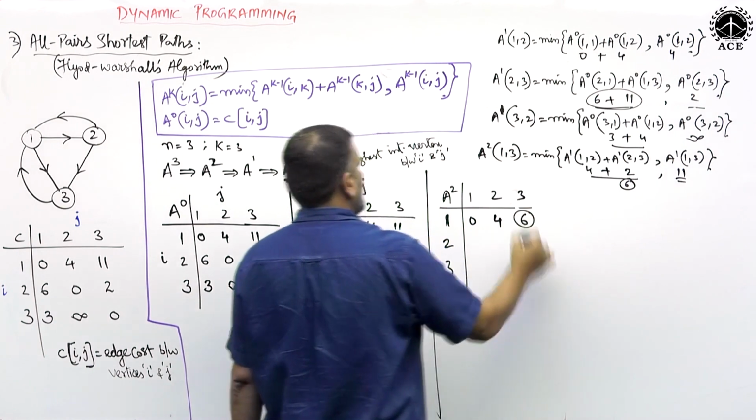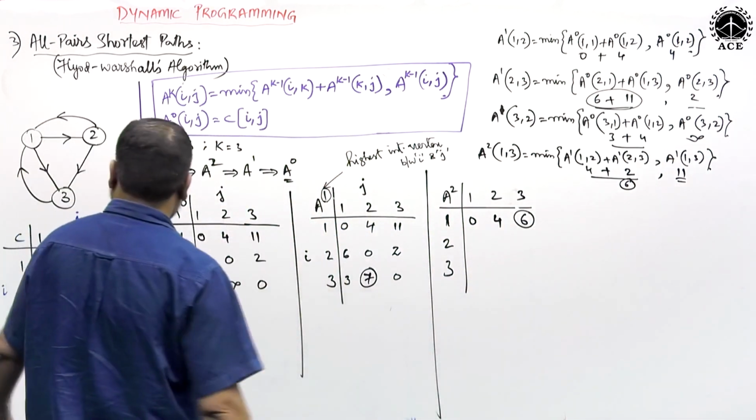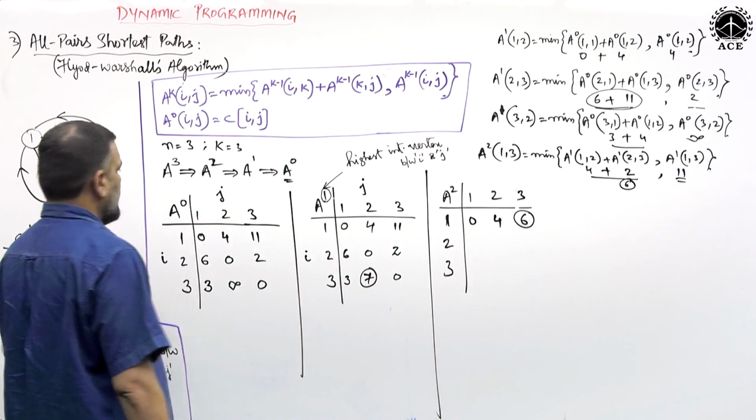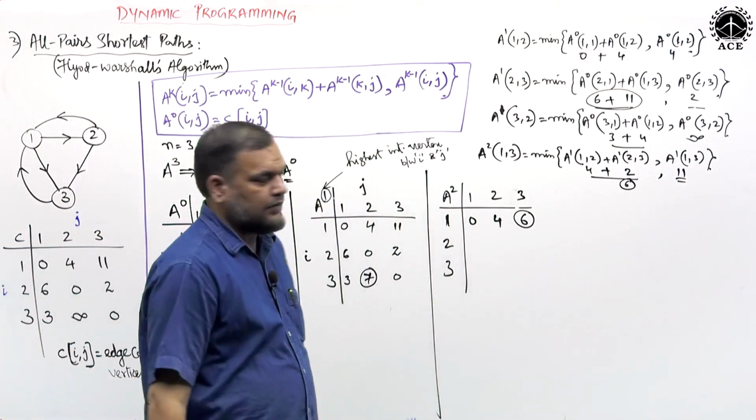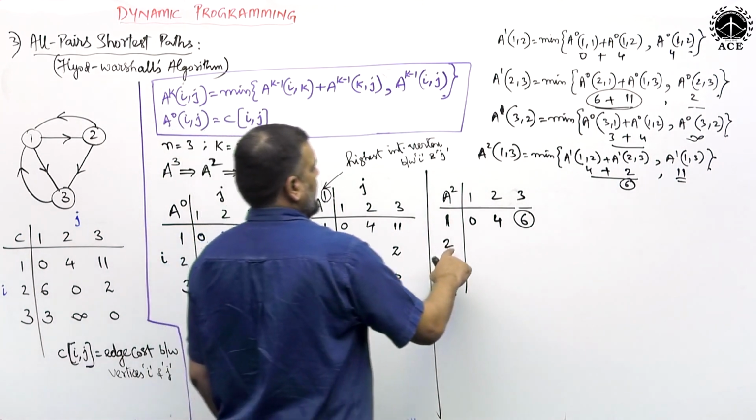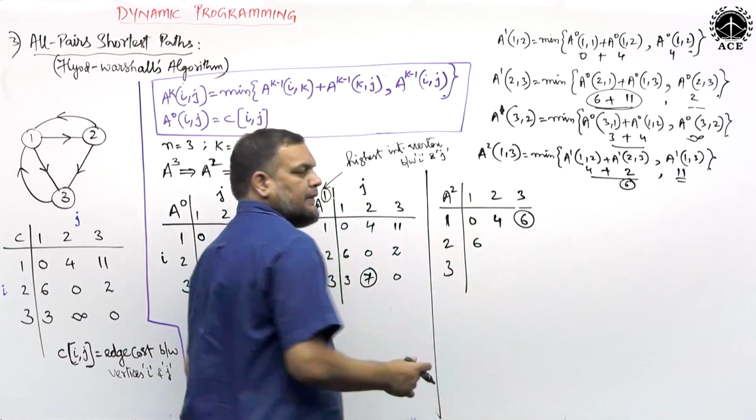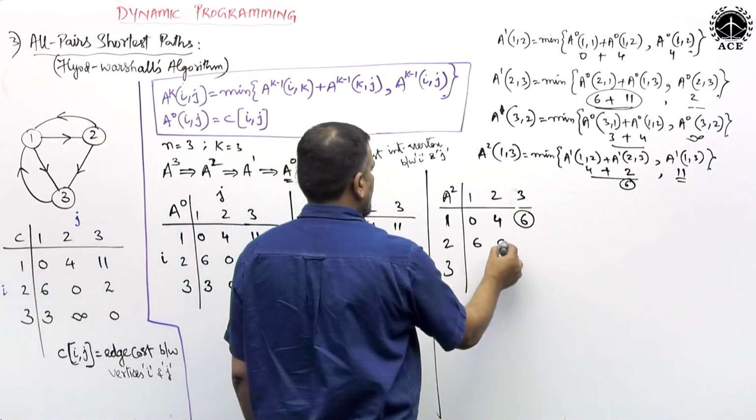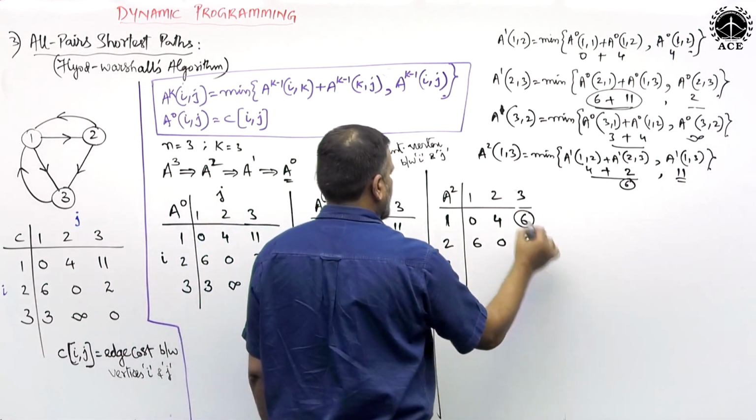So this is the change that is going to happen. You can even look from the graph, 1 to 2 and then 2 to 3. 1 to 2 has cost value 4 and 2 to 3 has cost value 2. So 4 plus 2 becomes 6, 6 is better than 11. This is the change that is going to happen. Now when you come to this entry, 2 to 1 via 2, no possibility of change, because between 2 and 1 I cannot have more than 2. 2 to 2 anyway 0. Now 2 to 3 via 2, no possibility of change.